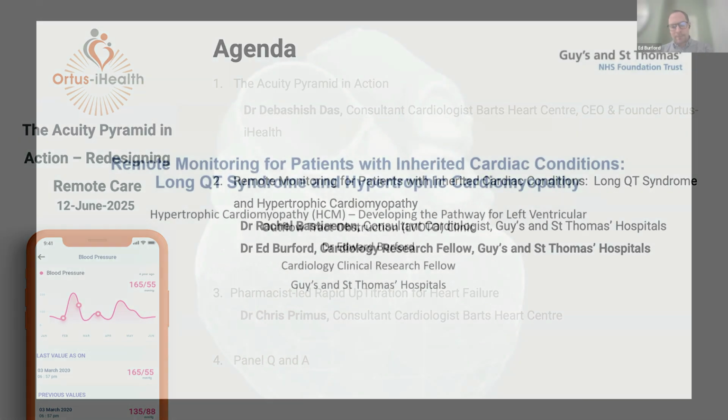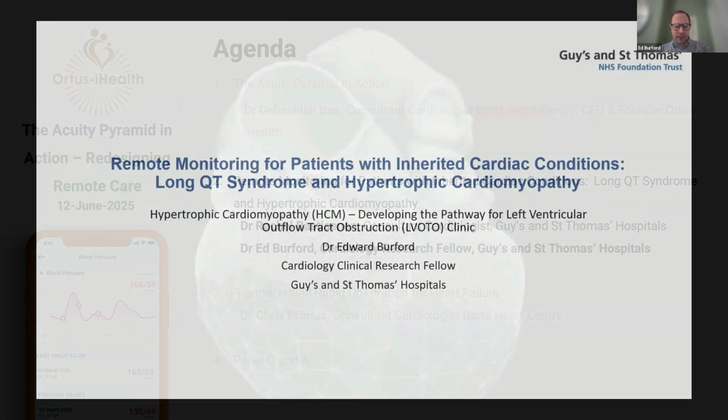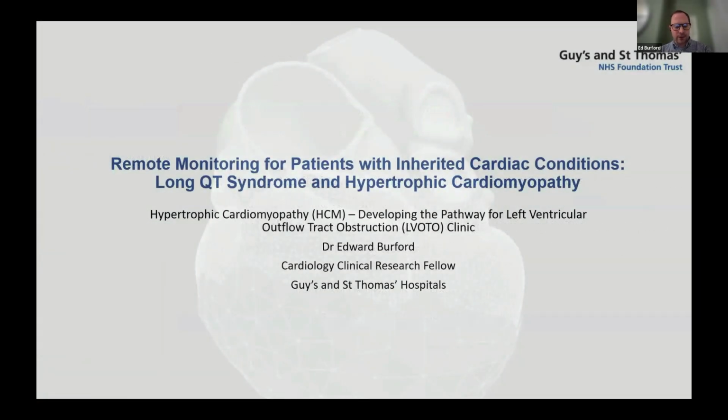Thanks, Ed. Okay, brilliant. So just to follow on from Rachel, I'm one of the clinical fellows who works at Guy's and St Thomas's Hospital. I've been helping to support a new service that we rolled out at the beginning of last year, which is for patients with obstructive hypertrophic cardiomyopathy.